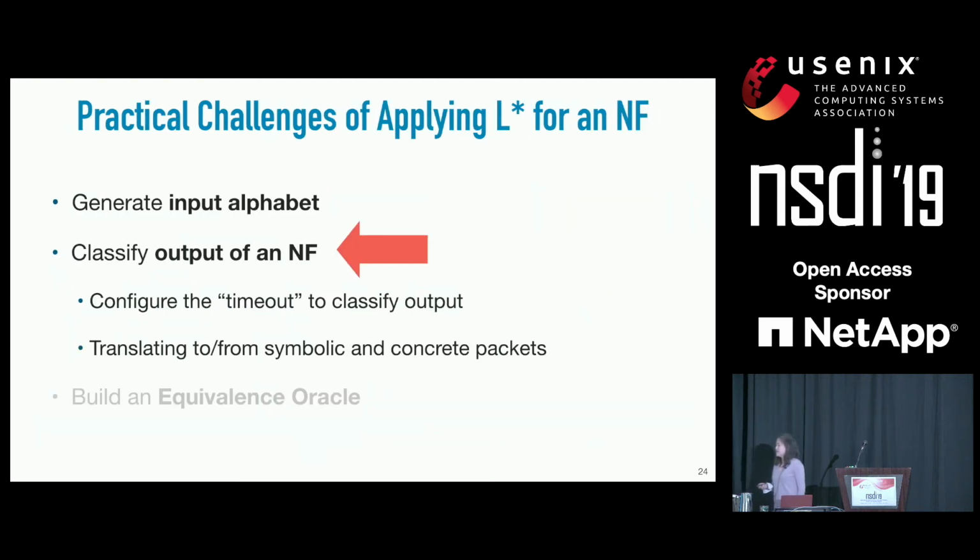So in the case of TCP, there will be SYN, SYN-ACK, ACK, FIN, and so on. Now, how do we classify an output, right? While this sounds very straightforward, there are certain nuances that we had to consider in building Alembic. First, we need to configure the timeout to classify output or mark the packet as a drop. Second, we need some translation layer to translate back and forth between symbolic and concrete packets. So please refer to our paper for more details, as well as how we build an equivalence oracle.